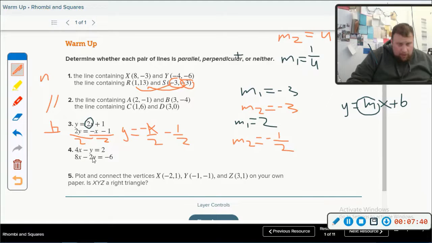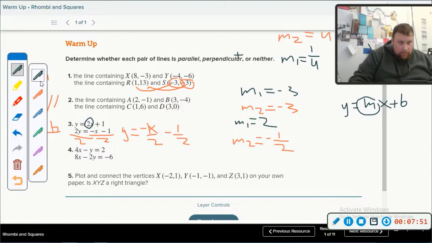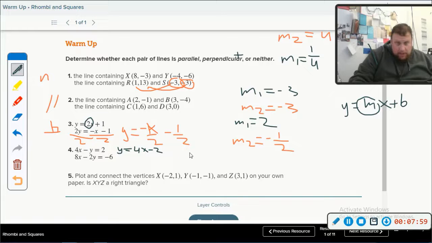For 4, we're going to have to get both of these going on. So I'm just going to add y over and subtract 2 over. And when I add y over and subtract 2 over, I get that on the top. I get that y equals 4x minus 2, which means my m1 on this is 4.